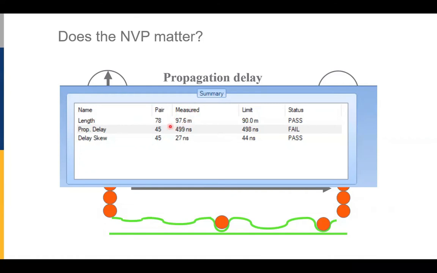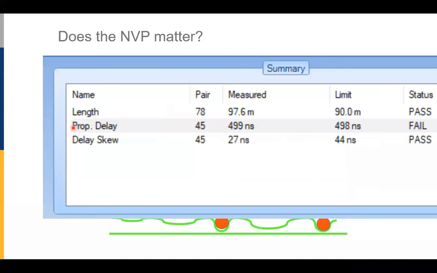Now, cryptically, this is saying that it measured 97 meters against a limit of 90, but it passed. That's because the NVP can be incorrect. So the standard gives us 10% of extra shape. I like to show this test result, however, because this test failed propagation delay. And there we see it failing, oh, even closer, failing propagation delay. The limit is 498 nanoseconds to get to the far end, and this took 499 nanoseconds. Yes, this link is 1 nanosecond too long.